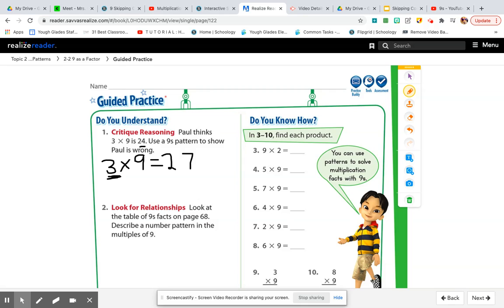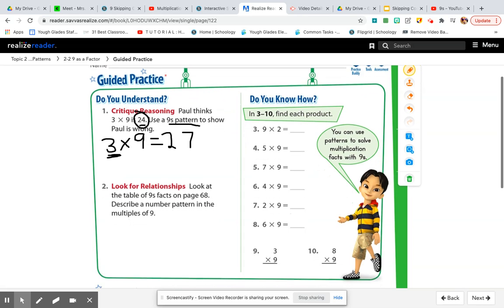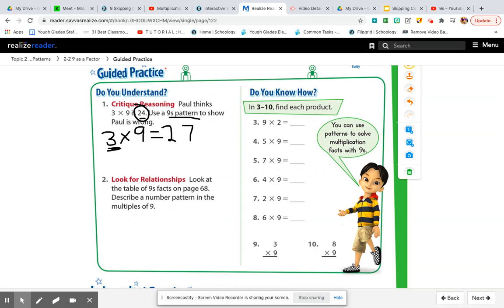2 plus 7 would equal 9. So that's how we can use the 9s patterns to show that he's wrong. Because 2 plus 4 is not 9, it's 6. And we know that the 9s, all the way up to 10 facts, if you add those 2 digits together, you get 9.